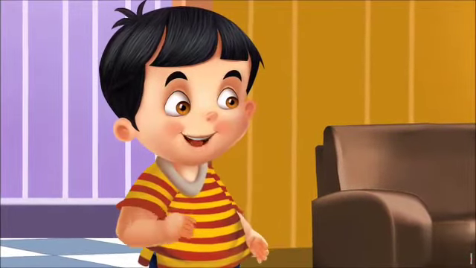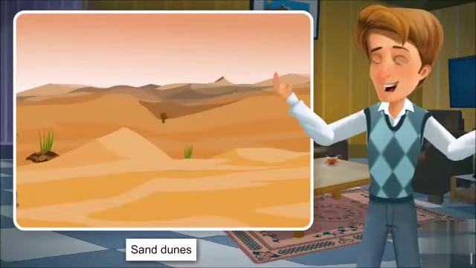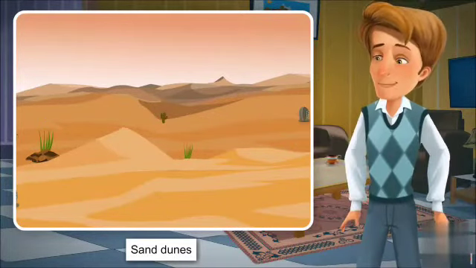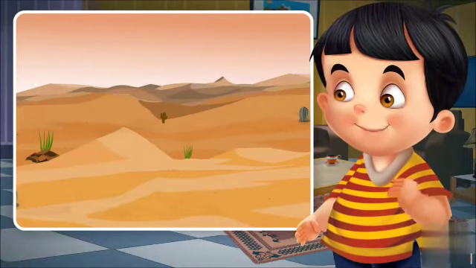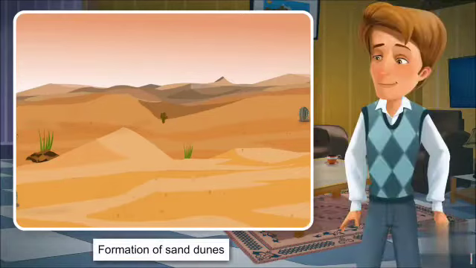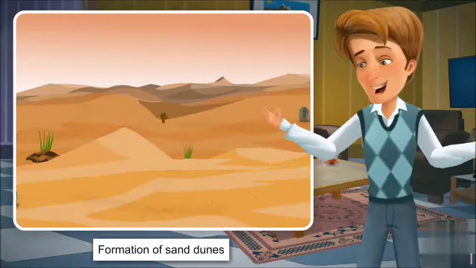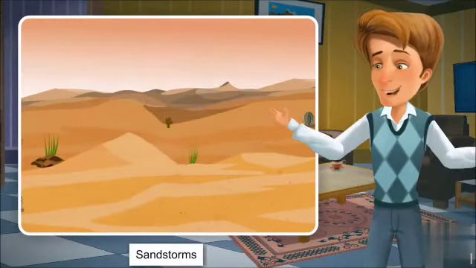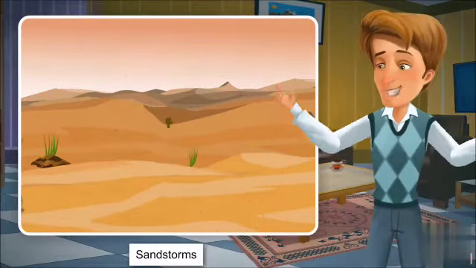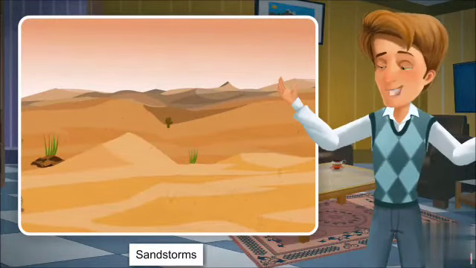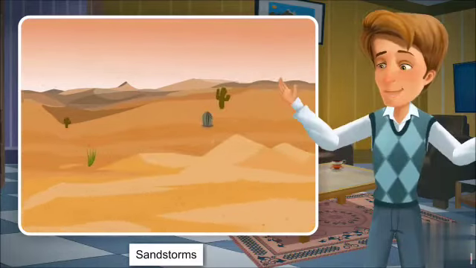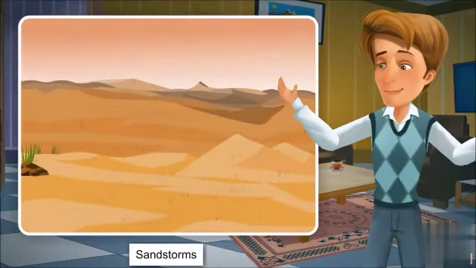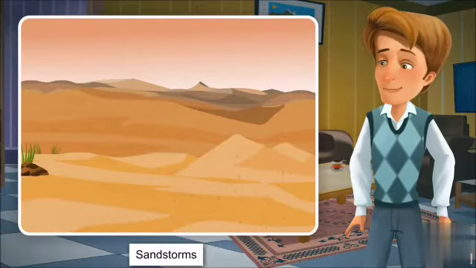What are the sand dunes, Dad? Sand dunes are mounds or hills of sand. Oh, wow! How are these sand dunes formed? The hot winds in the desert carry a lot of sand. Often, this sand gets accumulated and forms a mound or a ridge called a sand dune. Sand dunes move from place to place due to strong sand-laden winds that blow in the area. These are called sandstorms, which are extremely common in the deserts.